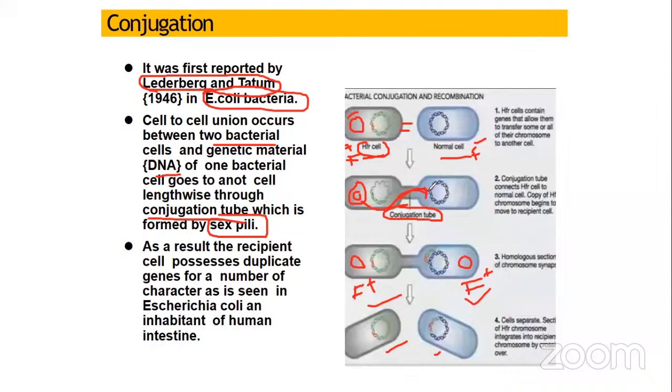But remember the scientist names. Griffith: transformation, bacteria pneumonia. Conjugation: Lederberg and Tatum, bacteria Escherichia coli. Right? Any doubt in this? No, sir. Next one, another important one, transduction.